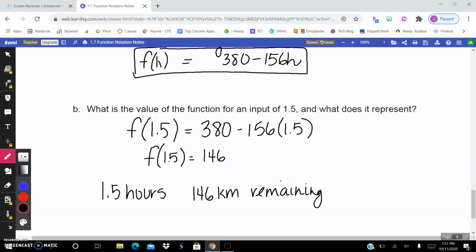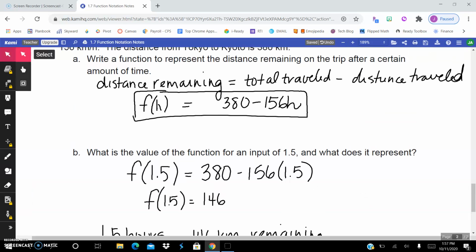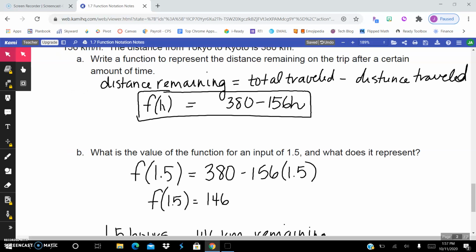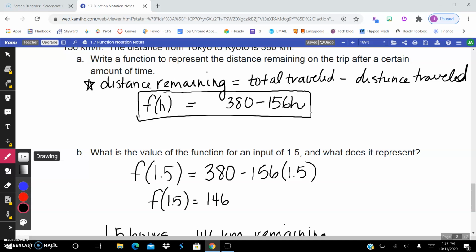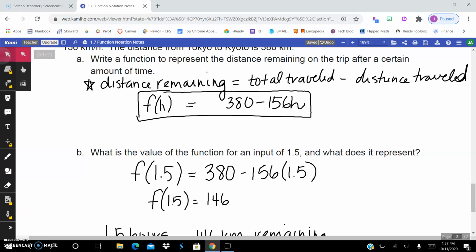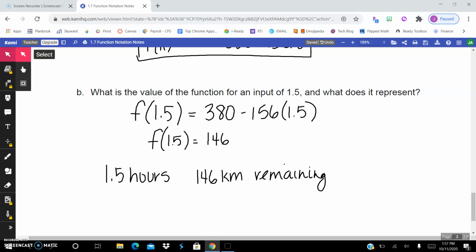in the trip. So if you go back up here and look, I wrote it out in words here. The distance remaining equals our total travel distance minus what we've already gone. So the distance remaining is our answer. We got 146 for our answer, so that's how many kilometers are remaining in this trip.